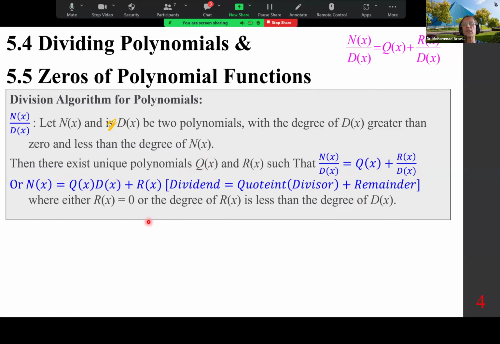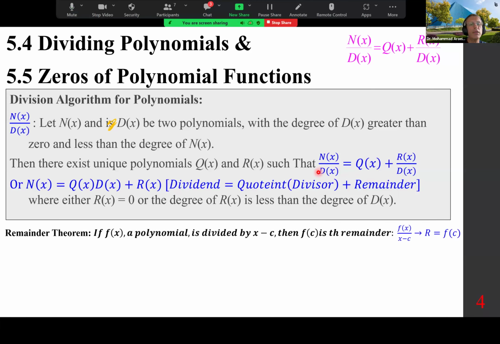In other words, if you want to divide, it gives you the quotient and it gives you the remainder. So the other way you can write that, n of x is the product of these two, q of x and d of x, plus r of x. Dividend is equal to the quotient times the divisor plus the remainder, where either r of x is 0 or the degree of r of x is less than the degree of d of x, the denominator.